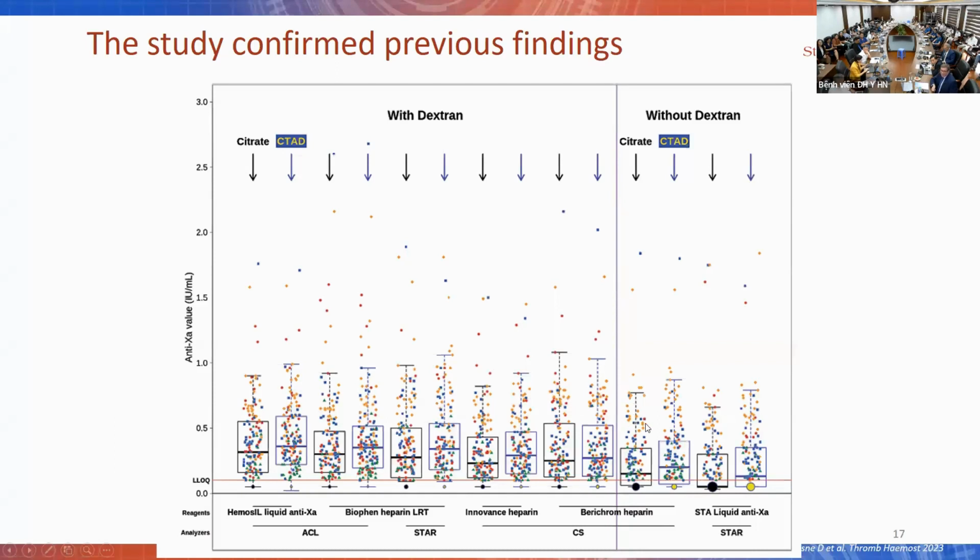And the other thing is that there is also some difference between the citrate tube and the CTAD tube. The CTAD tube leads to higher values just because you minimize the interference with platelet factor 4.